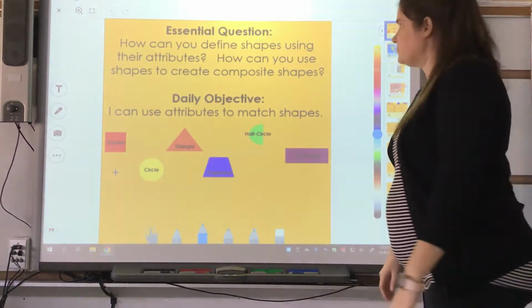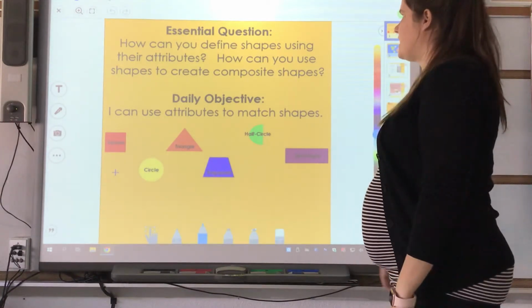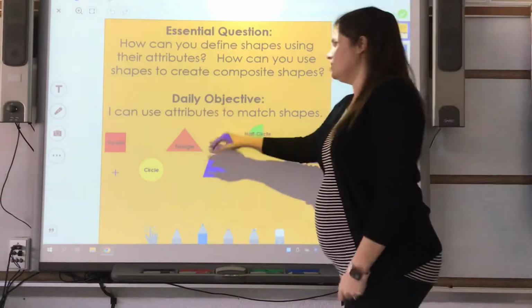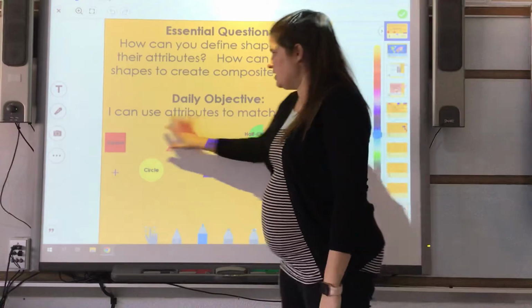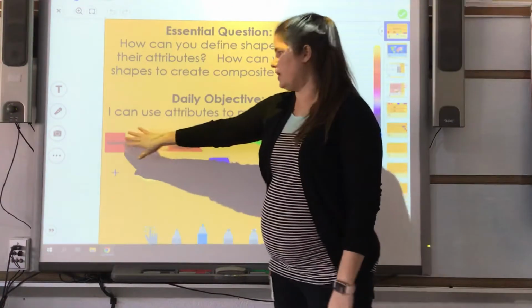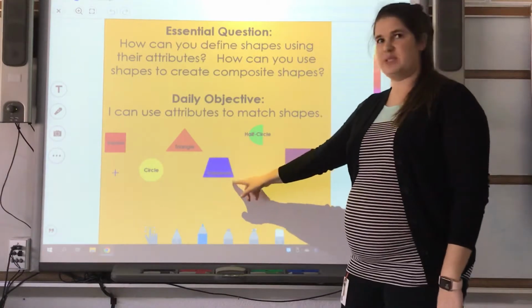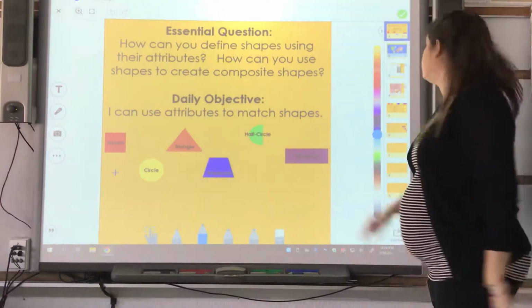See what we're going to talk about. Our essential question: how can you define shapes using their attributes? How can you use shapes to create composite shapes? So our daily objective: I can use attributes to match shapes. So down here, if you look, you can see some of the shapes that we're going to be talking about. We have a square, a circle, triangle, trapezoid, half circle, and a rectangle.